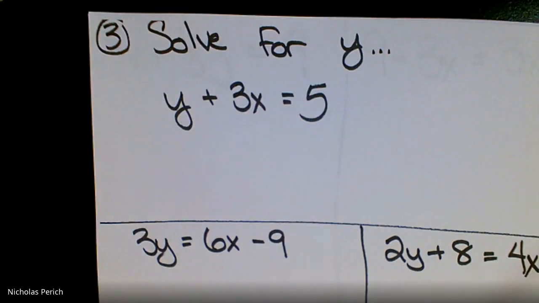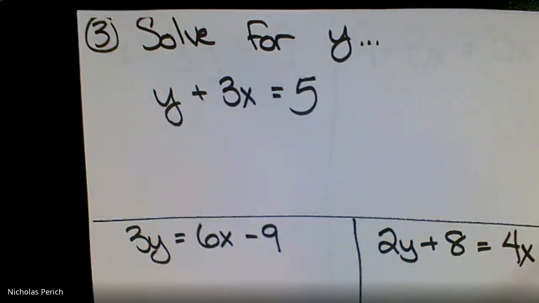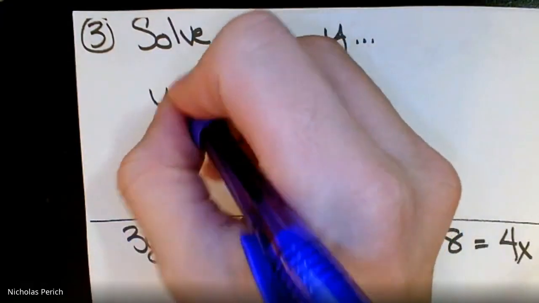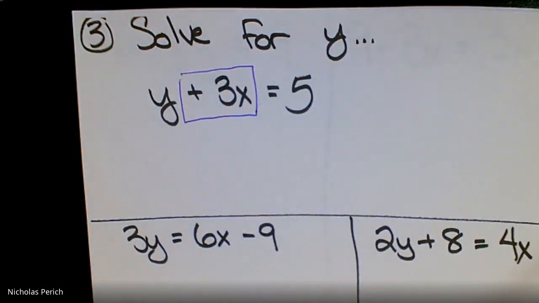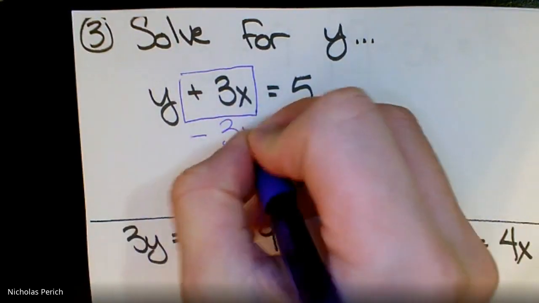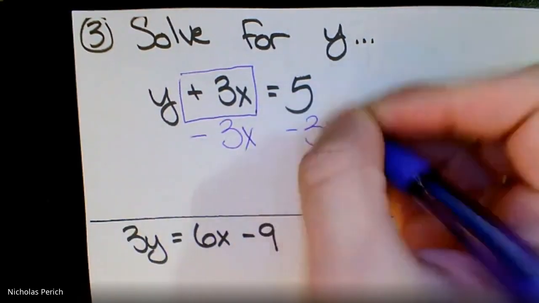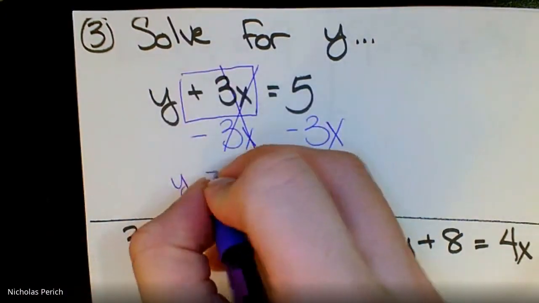Is y all by itself? No. What's in the way? I have a positive 3x floating around. It's not attached. It's floating around. How do I get rid of a positive 3x that's floating around? What's the opposite? Subtract 3x. Good. Minus 3x, minus 3x. So the y comes along for the ride.